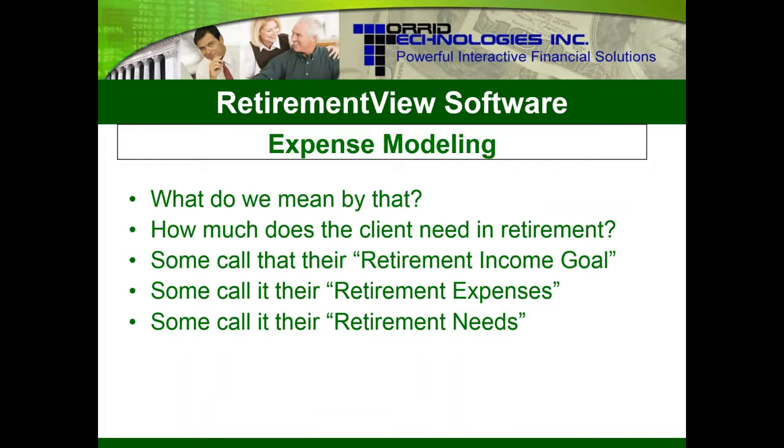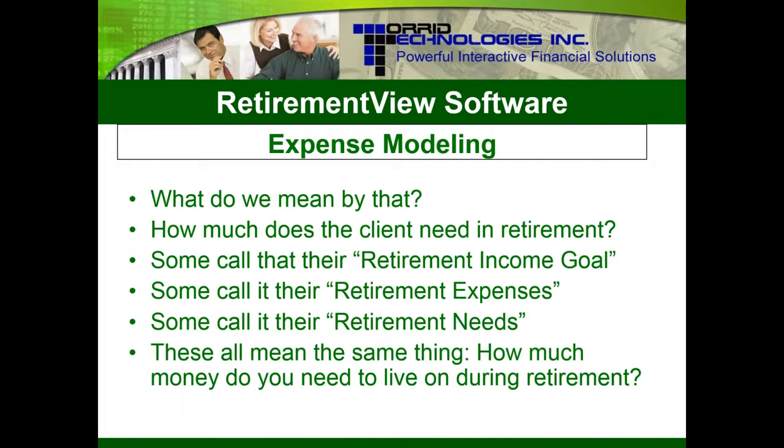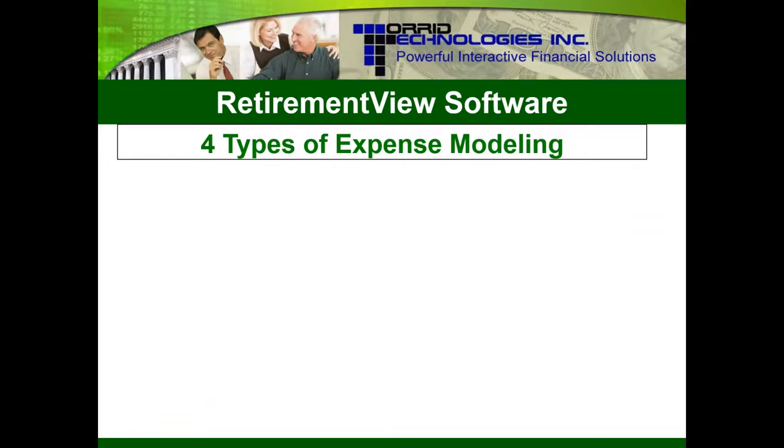Some call it their retirement needs. But to us, they all mean the same thing. How much money do you need to live on during retirement? And that's the first thing that you really put into the software to illustrate their retirement. All right, so now there's 4 types of expense modeling, and I'm going to go into each one in turn. I'm going to show you an example of each one. So the first type, retirement income goal plus inflation.